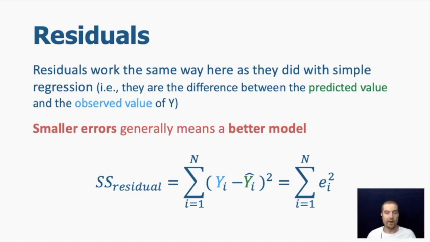And generally, smaller errors or smaller residuals mean a better model. So if a variable helps our model, it's going to make the predicted value better. It's going to make it closer to the observed values, which in this equation means that the sum of squares residuals will go down. This error term will get smaller as our variables explain more and more of the outcome, or as our predicted value gets closer and closer to the actual observed values.